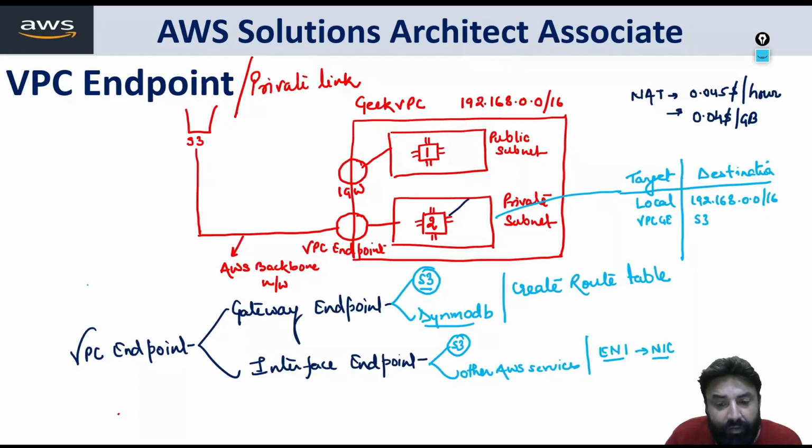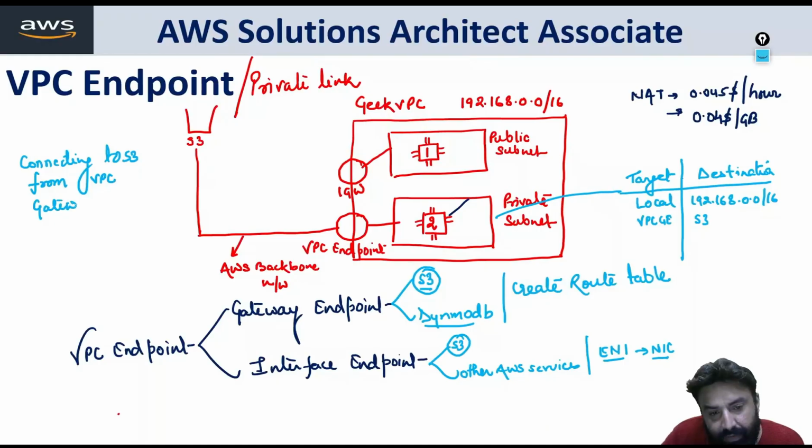Now, when you are connecting from a VPC to S3, then use gateway endpoint. So when you are connecting to S3 from a VPC, use gateway endpoint.